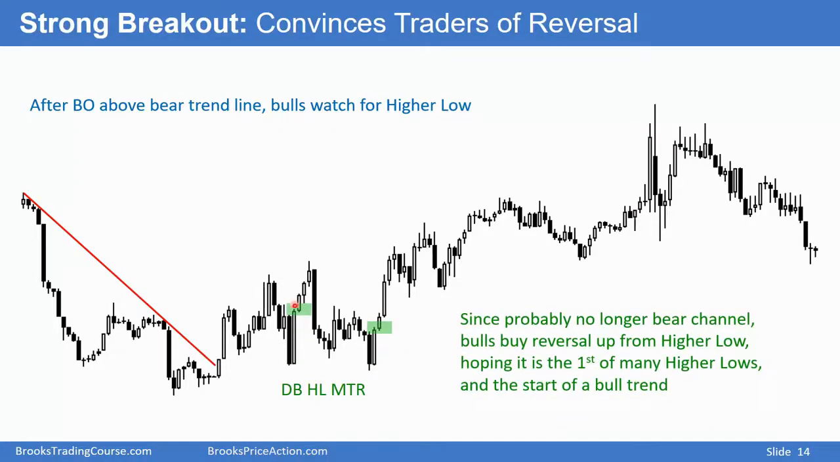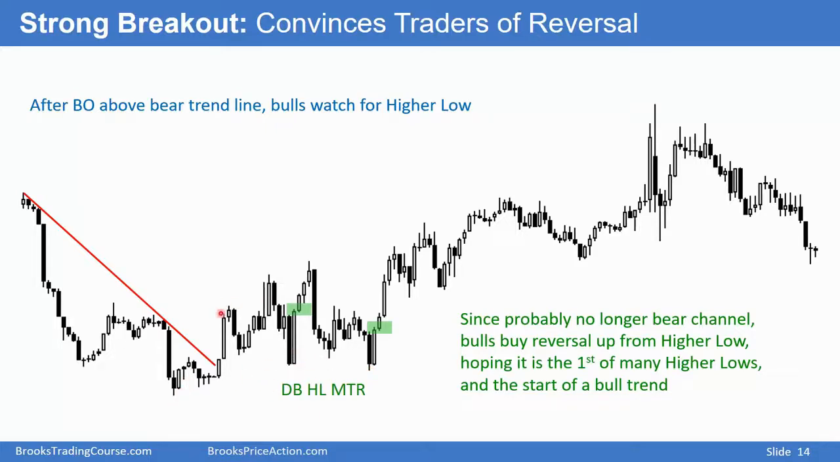Reverse up here, reverse up here. It's no longer a bear trend. It could be a trading range. It is a trading range, but it could also lead to a bull trend. The bulls buy, knowing that it might simply be a trading range, or it might be a bull trend. They're hoping that the reversal up leads to the first of many higher lows. This low is above the bear trend low, just as this low is above the bear trend low.